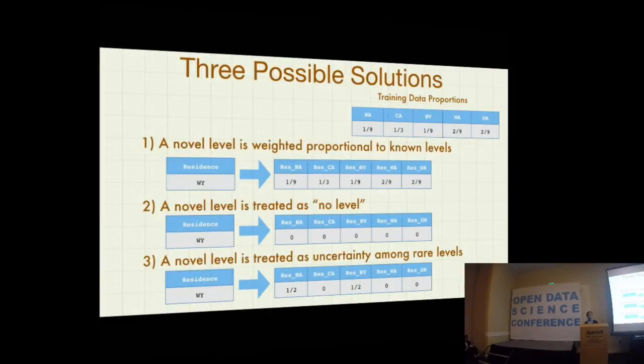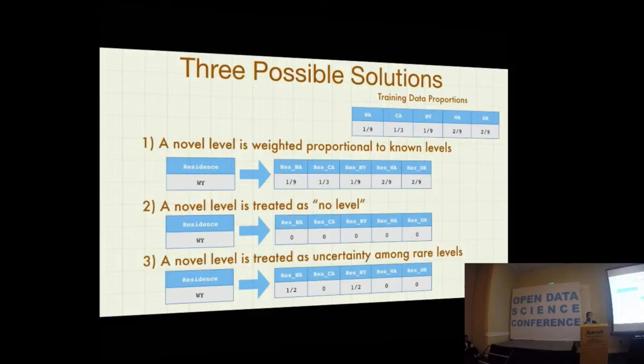And another way of saying that is that we're going to treat the uncertainty as being proportional to all of the rare levels. So here in this example, NA and Nevada were both more rare or less frequent than the other states. So to treat Wyoming as a rare level, it's kind of like splitting the difference between saying it's NA or saying it's Nevada.